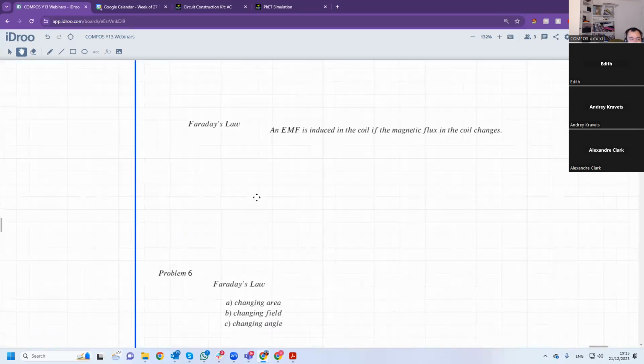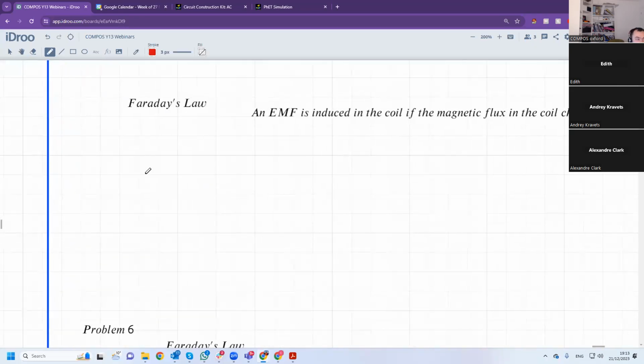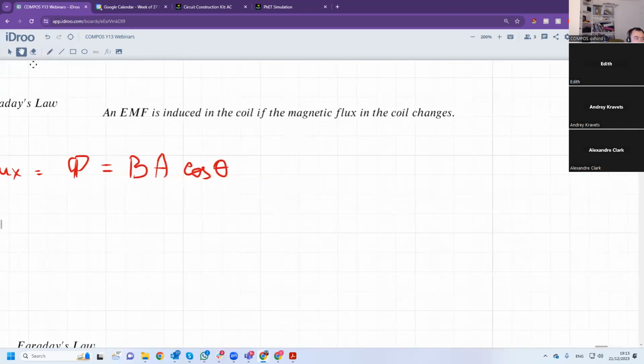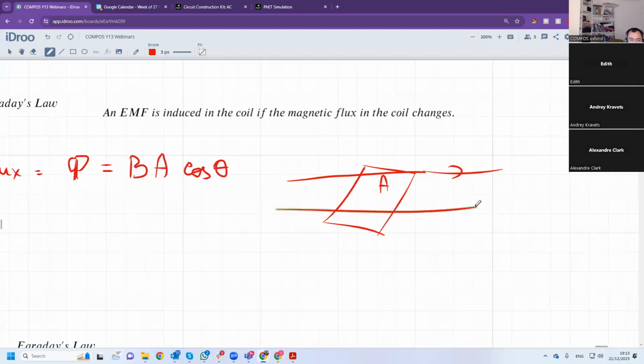So flux. Phi is flux, and it's equal to BA cosine theta. So what does that mean? Well, you have a plane. It has an area. You have a magnetic field passing through.